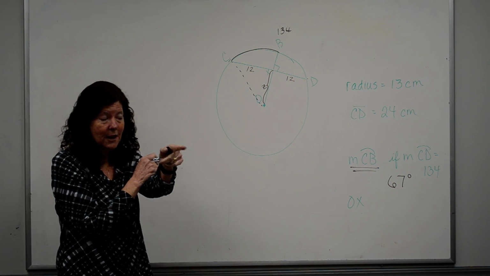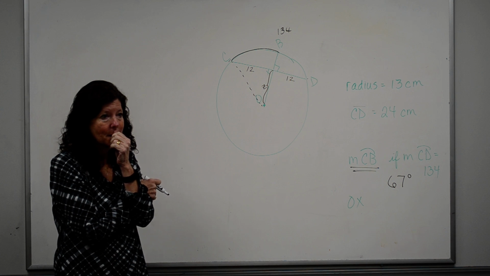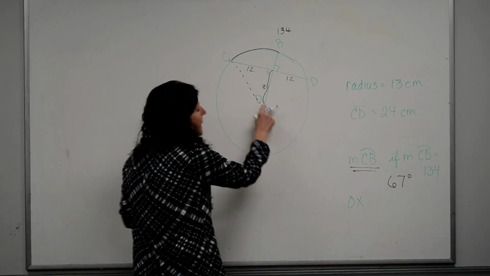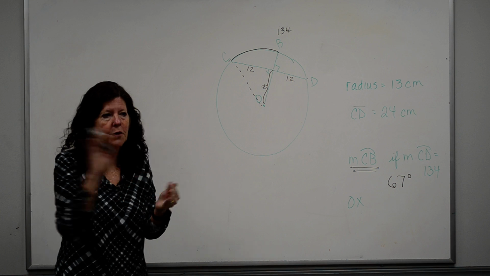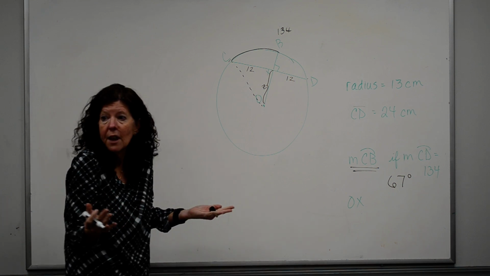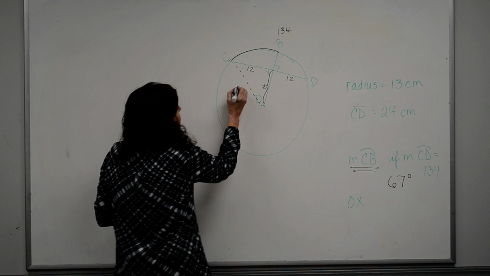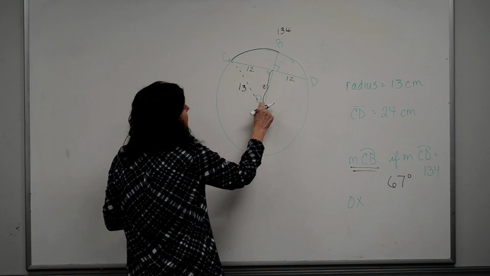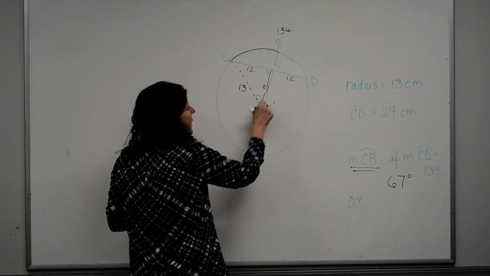What is it? 13. How do I know that? That's the radius. Any time I draw from the center of the circle to a point on the outside, that's a radii of the circle. So this is going to be 13. Is there any way for me to figure out what that is?